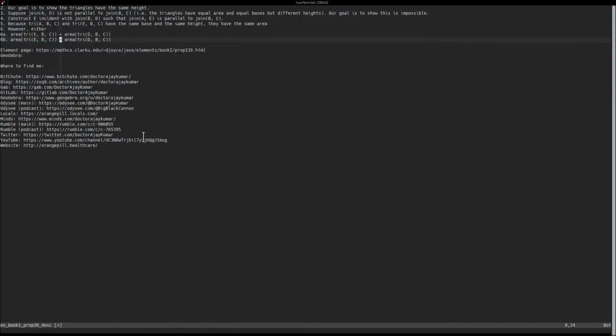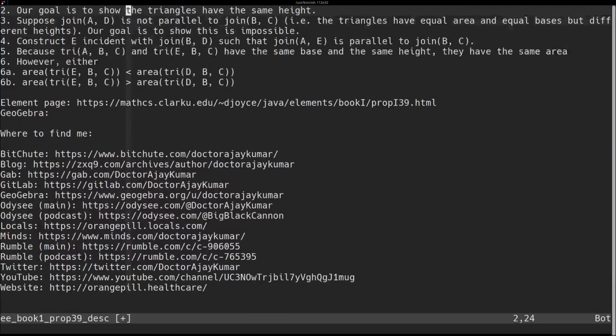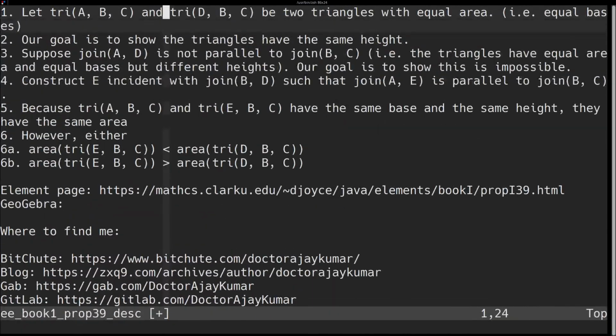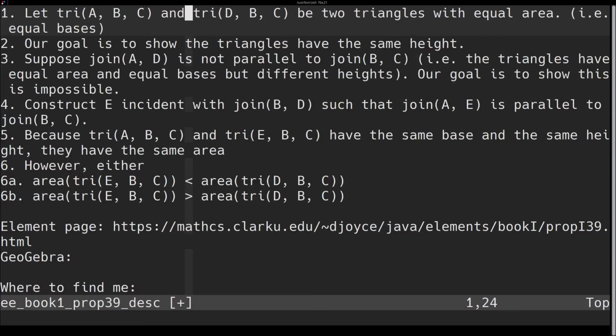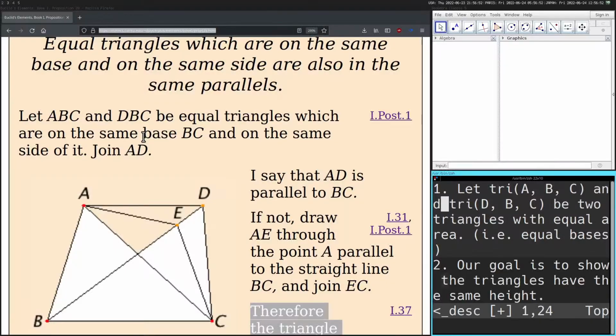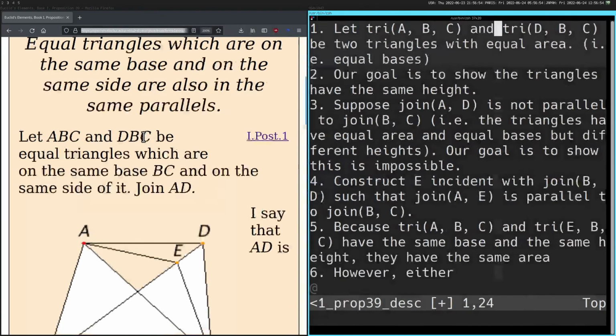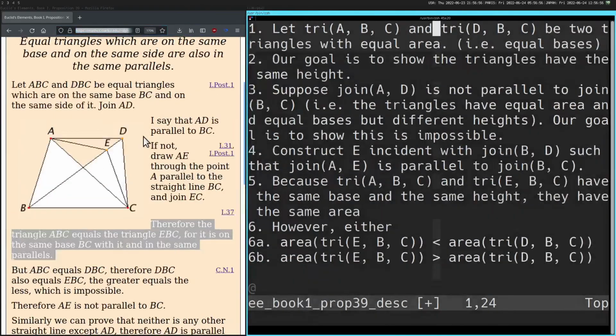Oh shit, sorry, I should blow this up so you can read it. Forgot about that. Let me go over this again. So, let ABC and DBC be two triangles with equal area, that is, equal bases.